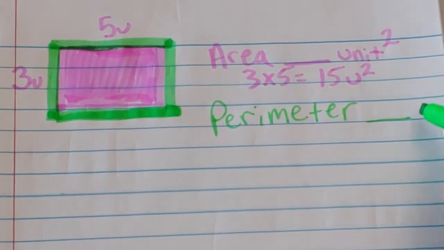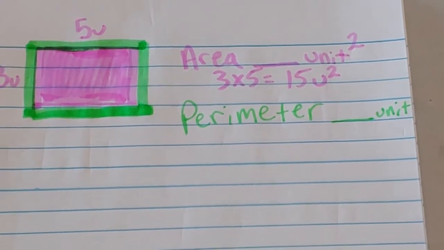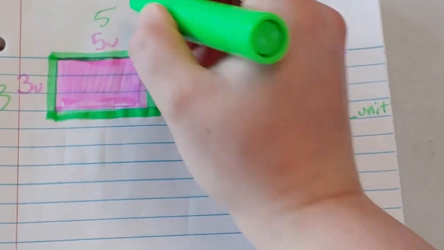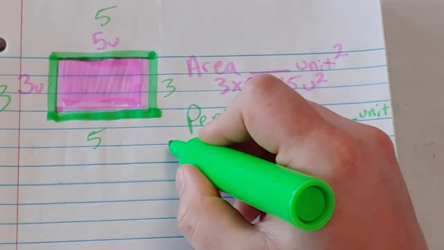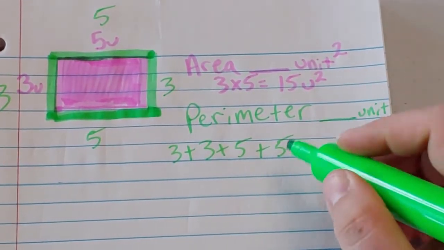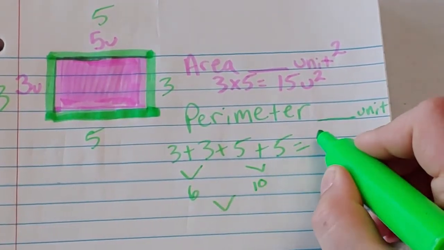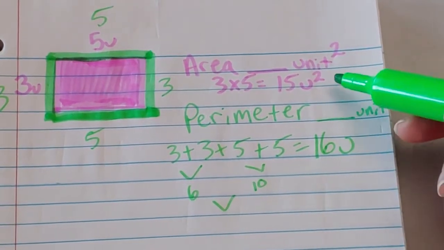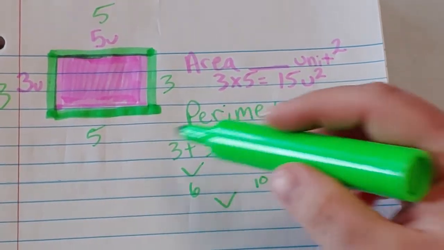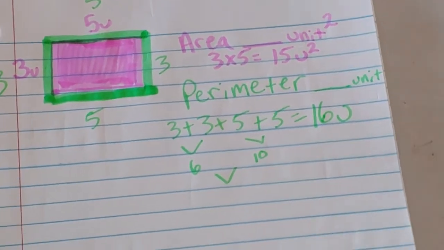And this is going to have your answer in a unit. An answer and a unit. And for this, we need to add up all the sides. So 5 and 5 and 3. So 3 plus 3 plus 5 plus 5. Notice that our answer is different because it's different kinds of math, but we're working with perimeter, so adding all the sides together to figure out the distance around something.